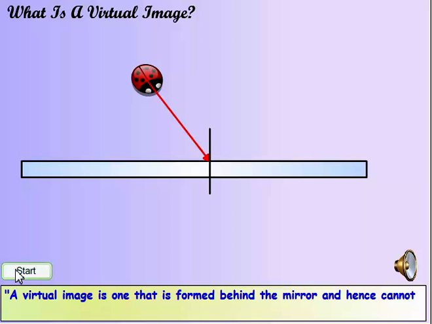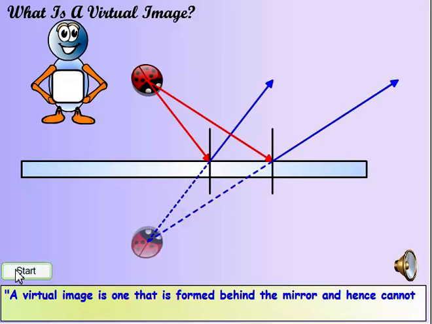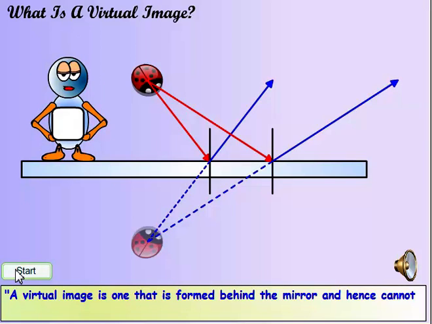A virtual image is one that is formed behind the mirror and hence cannot be captured on a screen. A plane mirror can form only virtual images, as they are always formed behind the mirror.